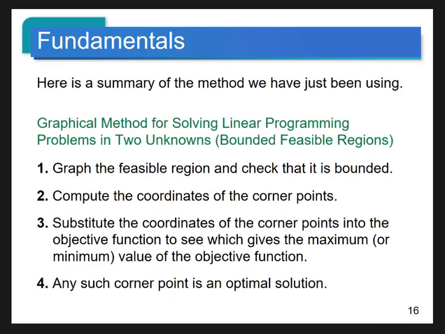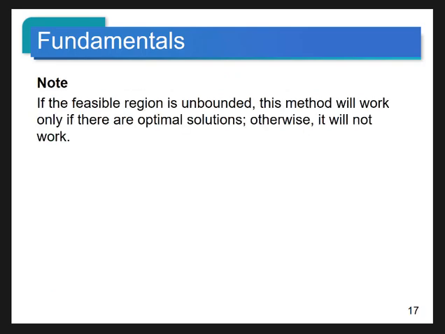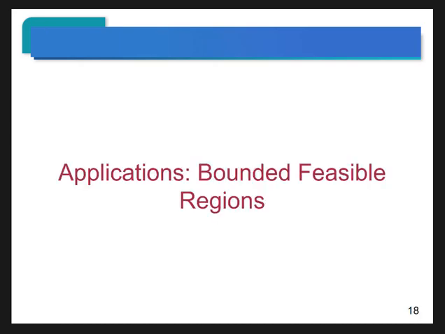So the method we just used: we graph the feasible region to check to see if it's bounded. Then we find the coordinates of the corners of that feasible region. We put each of those corners into the objective function to evaluate it. Then we pick the one that gives us the optimal solution, whether we're looking for a maximum or minimum value. Note, if that feasible region is unbounded, this method will not work. There's a different method that we use, and even that method will only work if there are optimal solutions. Sometimes we will find that there are not optimal solutions in an unbounded situation.